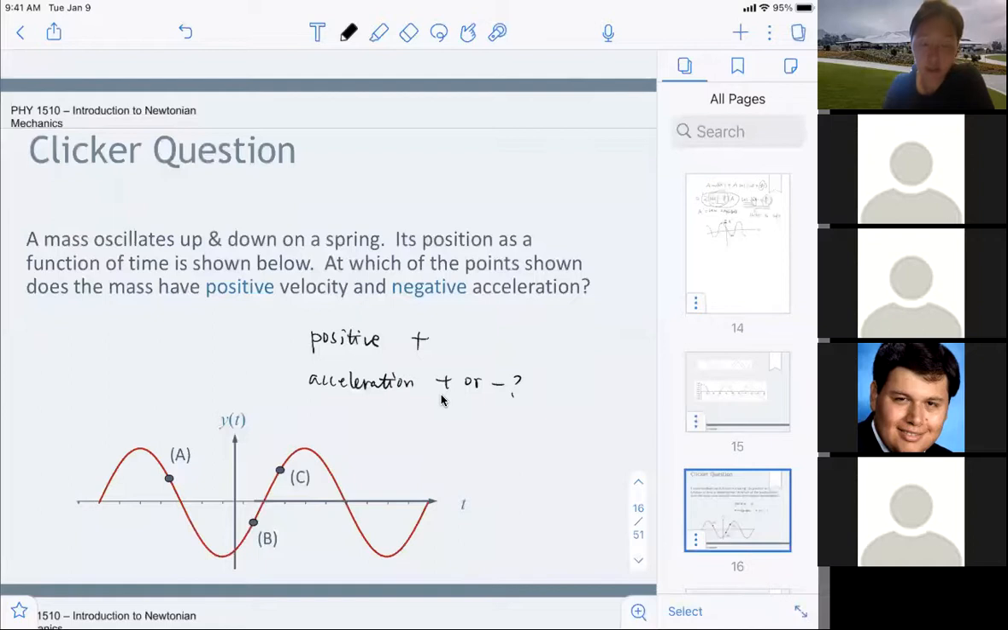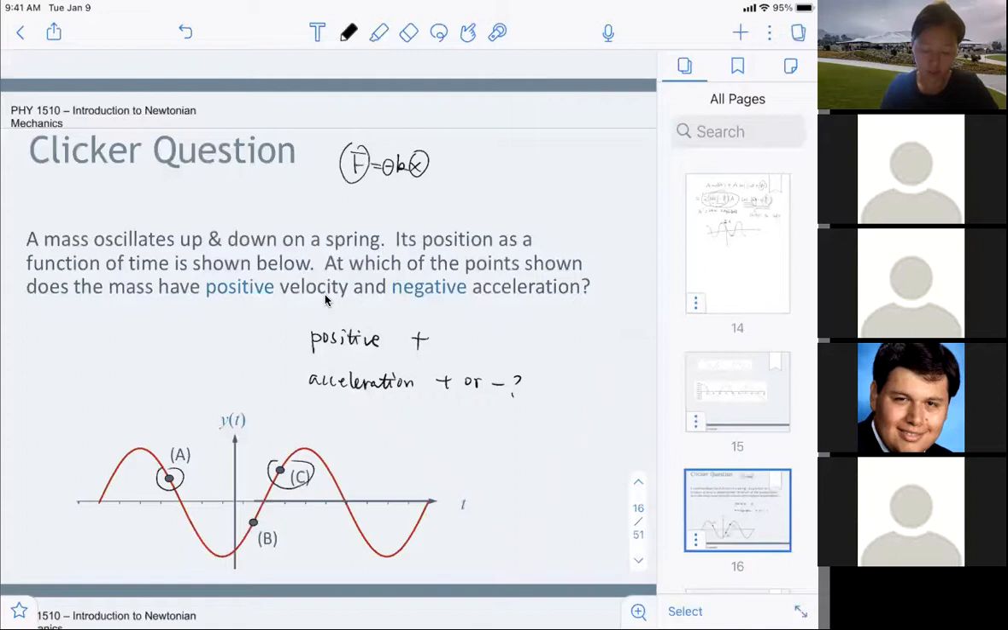So Hooke's law is telling us that your force is always in the opposite direction of your position, right? So if your position is positive, then the force to try to pull it back must be pointing in the negative direction. Very good. Thank you. Okay, so that means A and C both have the negative acceleration that we wanted.